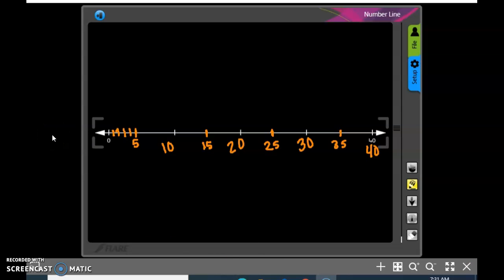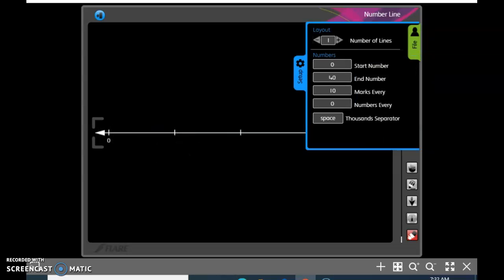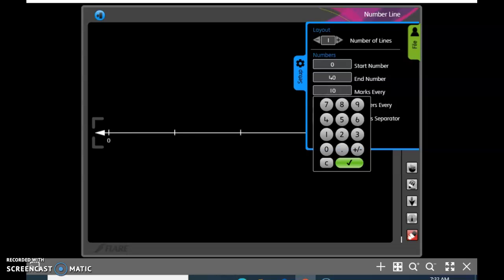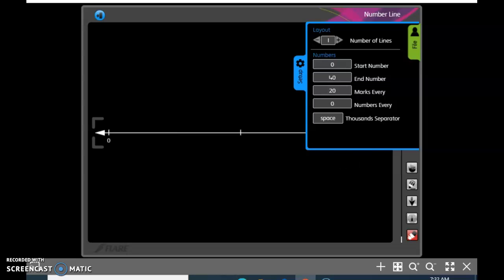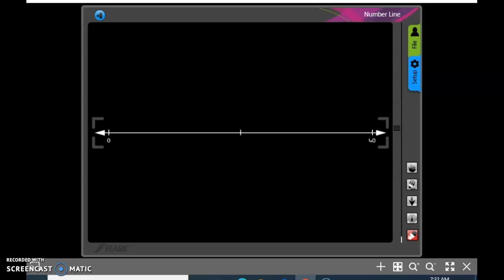So let's look at another example. If I get rid of all these numbers, we're going to keep it to 40, but now I only have one line in the middle. So now I have to figure out what is that middle number between 0 and 40.